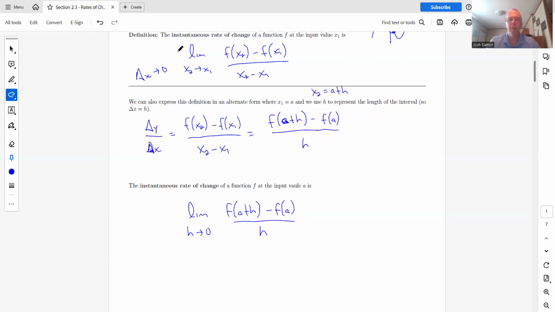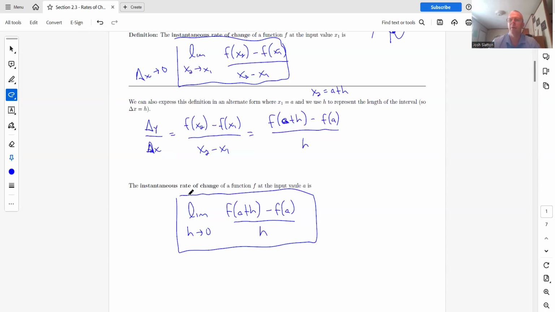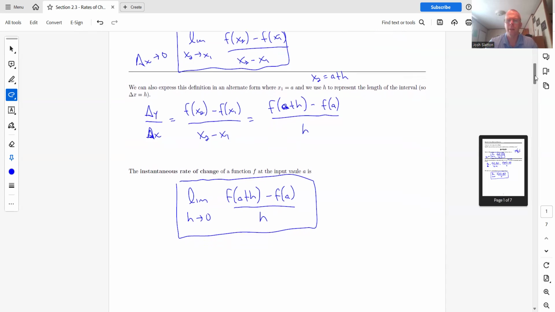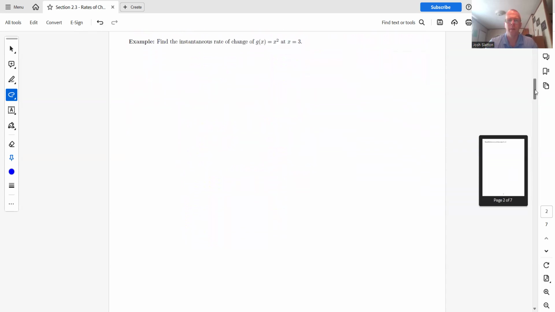And so this formula and this formula are equivalent. They are doing the same thing. They're both measuring an instantaneous rate of change at some point on the curve. And we'll use both of these. Some of these examples we'll do both of these formulas.